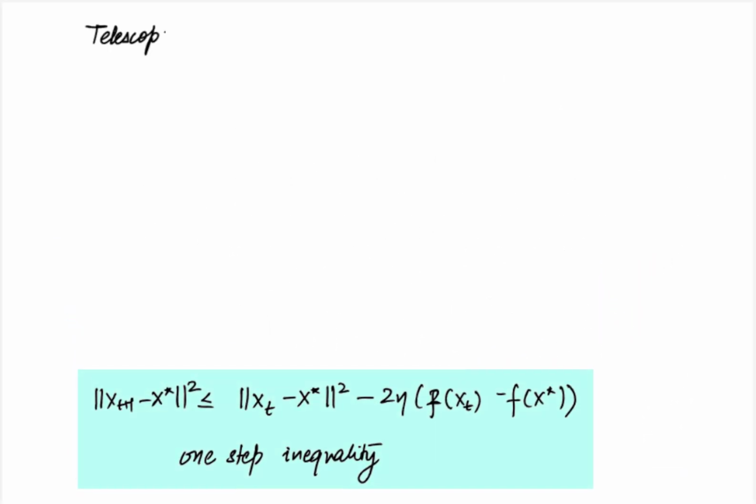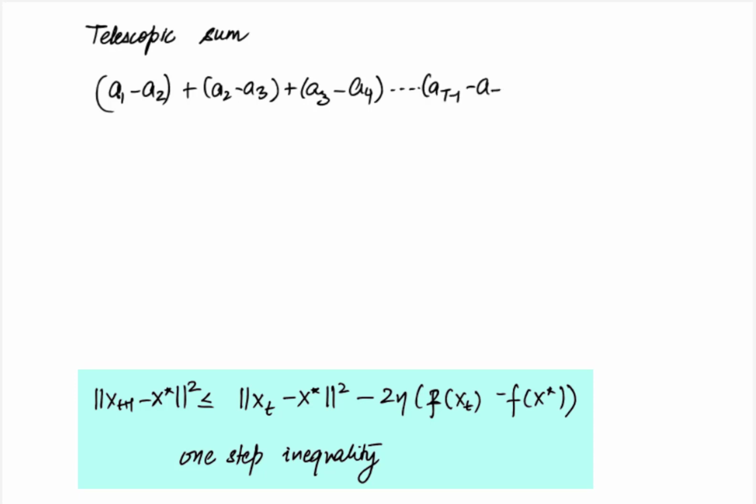Next, let us look at the telescopic sum. The telescopic sum is a useful trick that we will often use. The basic idea is that if you have a series of the form a1 minus a2 plus a2 minus a3 plus a3 minus a4 and so on, then the sum is clearly given by a1 minus aT. So that is all there is to it.